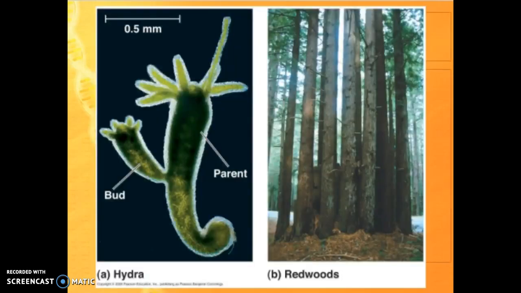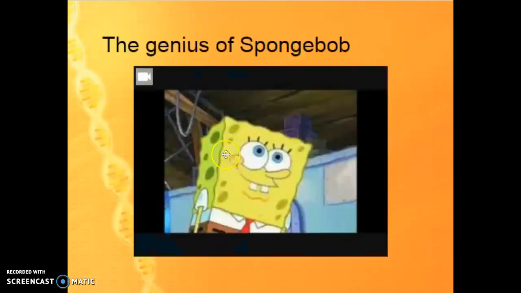So a couple of examples here. Redwoods reproduce asexually. Hydra reproduce asexually. You see we've got a bud coming off of the parent. It's essentially like the hydra grows an arm. Then there's a pinching that happens here. This bud pinches off, floats away, roots nearby, and becomes a new hydra. So again, all of the genes go from one organism to the other.